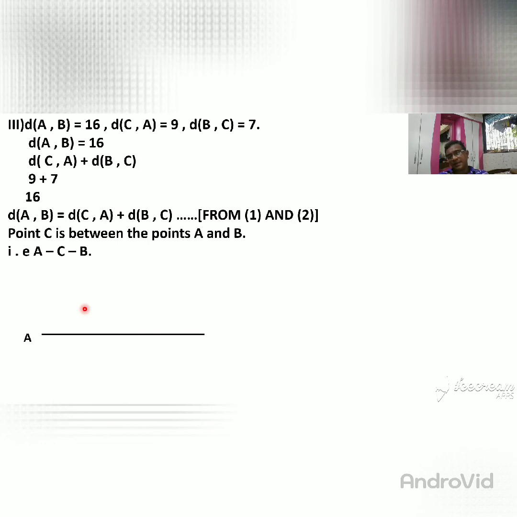So this is the line segment, here is A, here is B, then here is C. This point's name is C. So distance AC is equal to 9, distance BC is equal to 7. So distance AC plus distance BC is equal to 9 plus 7. 9 plus 7 is equal to how many? 16. That means C is between A and B.